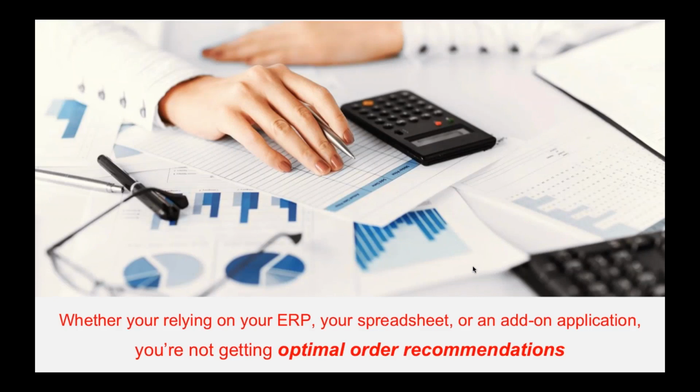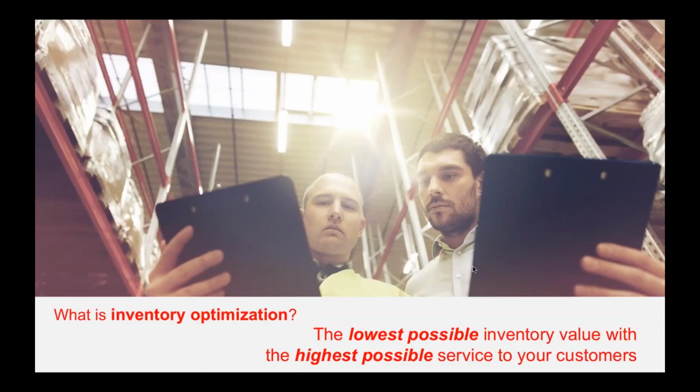So whether you're using Sage ERP, your spreadsheet, or some sort of add-on application, the point of all this is that you're trying to get to an optimal level of inventory. That's the whole goal. And that really means creating an optimal order, knowing what to buy and how much to buy and when to buy it. And so that optimal order is the one that results in what we would call the lowest possible inventory value with the highest possible level of service to your customers. That's how we define an optimized inventory. We're trying to get the lowest possible inventory with the highest possible fill rates or service to your customers when the demand is presented. That's the nirvana. That's the goal we're trying to get to. So whatever tool you're trying to use and utilize, that's what we're after.